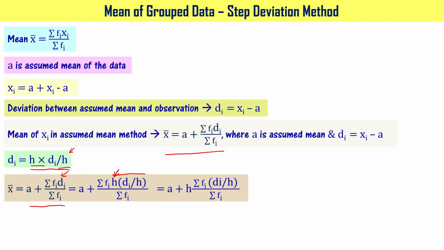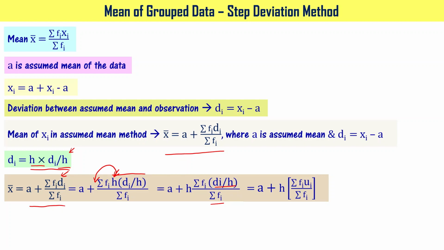When you do that, you can write it as A plus h times sigma fi times di by h divided by sigma fi, right? You understood? I have taken this h out of the sigma symbol, out of the summation operation, right? If I define now di by h equal to ui, then it is going to be A plus h times sigma fi ui divided by sigma fi. This is what we have used, right? X bar equal to A plus h times sigma fi ui divided by sigma fi is the formula we have used earlier.